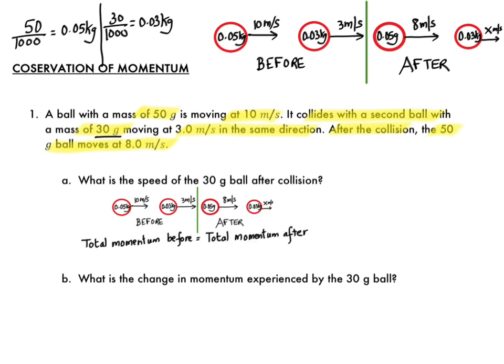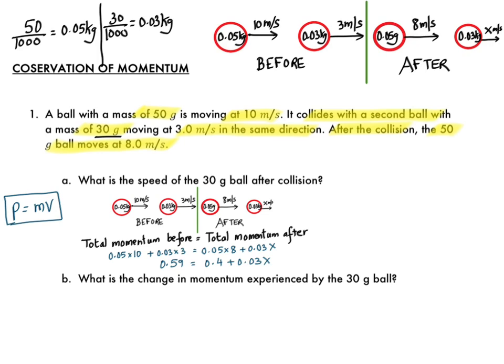Now we'll write total momentum before equal total momentum after, which is the principle of conservation of momentum. Then we apply the formula P equal mv. So we'll put 0.05 times 10, that's for the first object, plus 0.03 times 3, that's for the second ball, equal after. So look at the picture which is after. So 0.05 times 8, that's the momentum of the first object after collision, plus 0.03 times x. So for 30 gram after collision, we don't know what's the speed, so we write it as x.